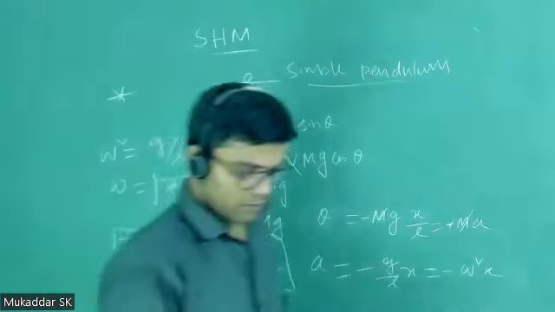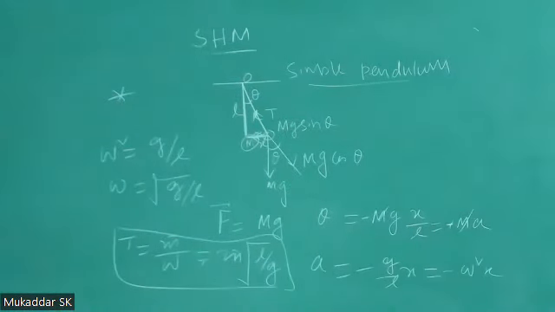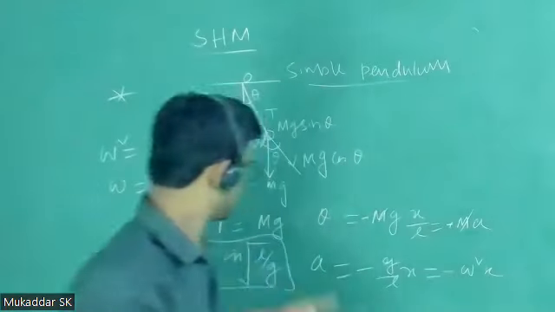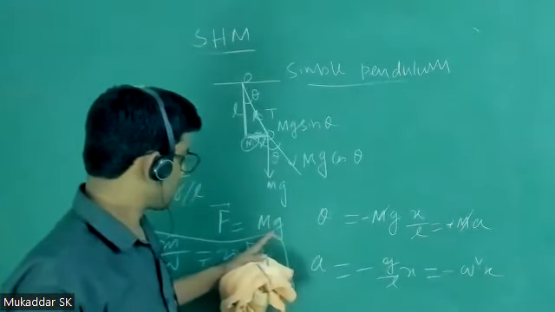Now in the theta part. Yes. So in the theta, that is minus mg x by l. Yes, this is happening. Tell me, how is it happening in class A?